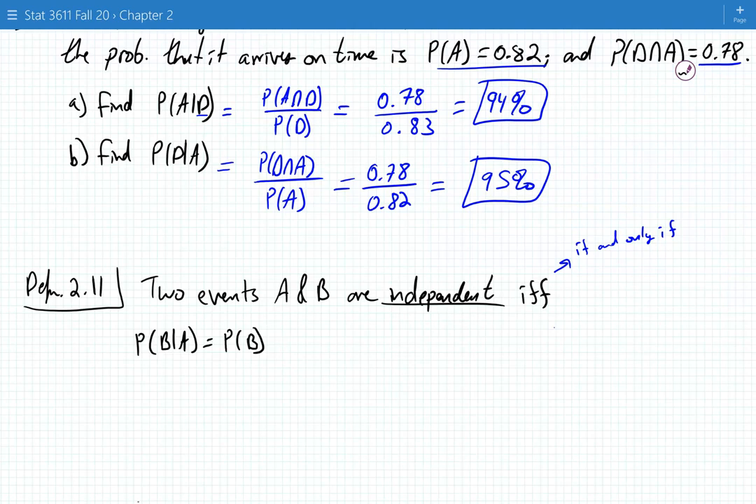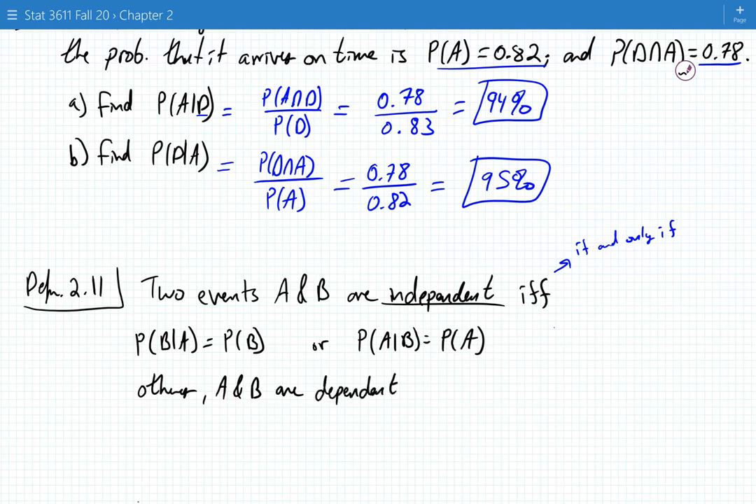That is, the conditional probability of an event B given another event A has occurred is just the probability of B. Or similarly, vice versa, the probability of A given B is just the probability of A. That is, B occurring first has no impact on whether or not A is likely to occur. They are independent. Otherwise, we would say A and B are dependent.